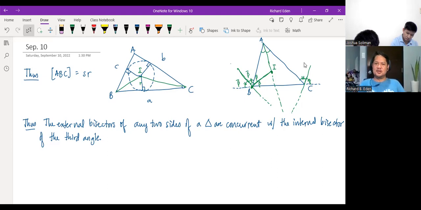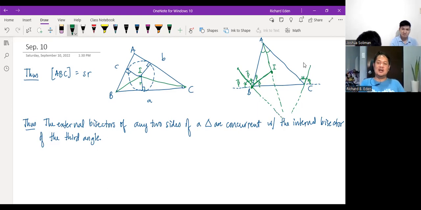Oh wait, hold on. Sorry, let's say this is D and then E. Is that what you're talking about? D is the one at the bottom, the concurrency. Sorry, where's D? The point of concurrency involving the excenter. So actually, you're right. That's leading to the excenter.